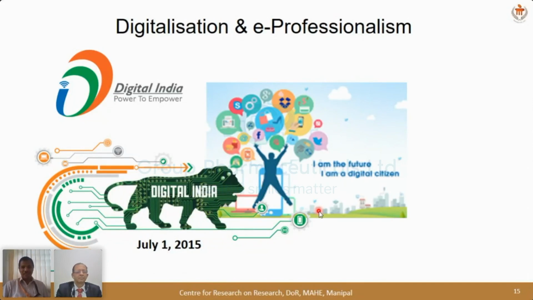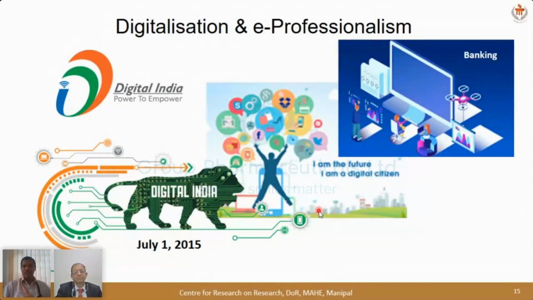There are some selected cities they converted into digital cities. They say, I am the future, I am the digital citizen. Then even the banking sector also became digital, and everybody started using mobile apps, and that has helped create a strong platform for tackling the COVID-19 disease. If this digitalization had not happened, we would have suffered drastically during COVID-19, but that didn't happen.